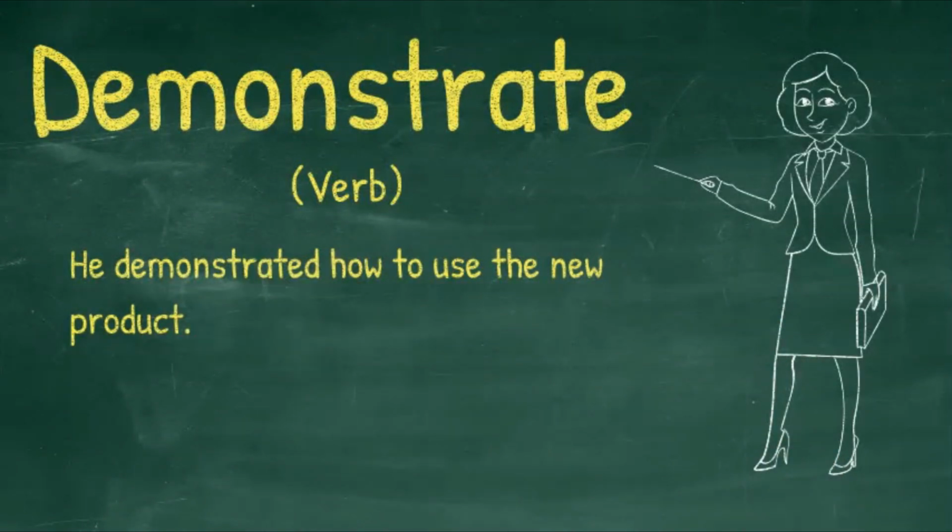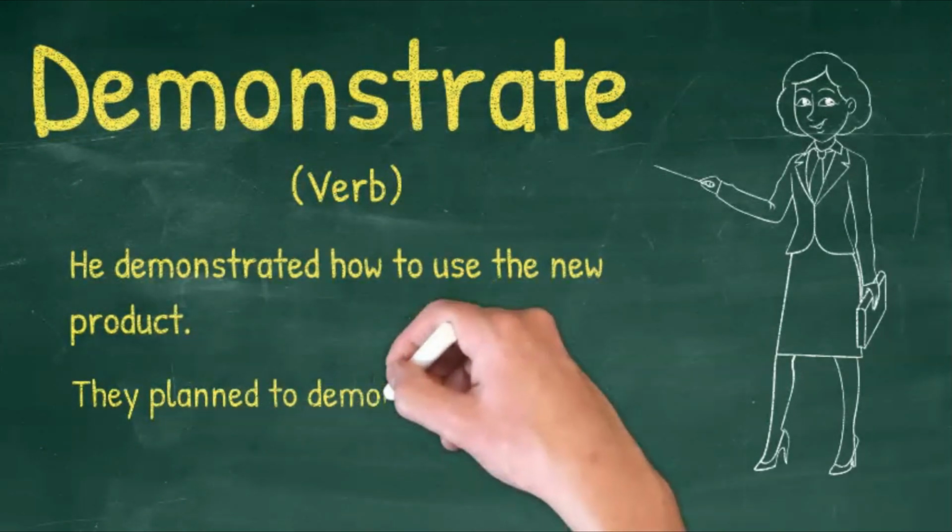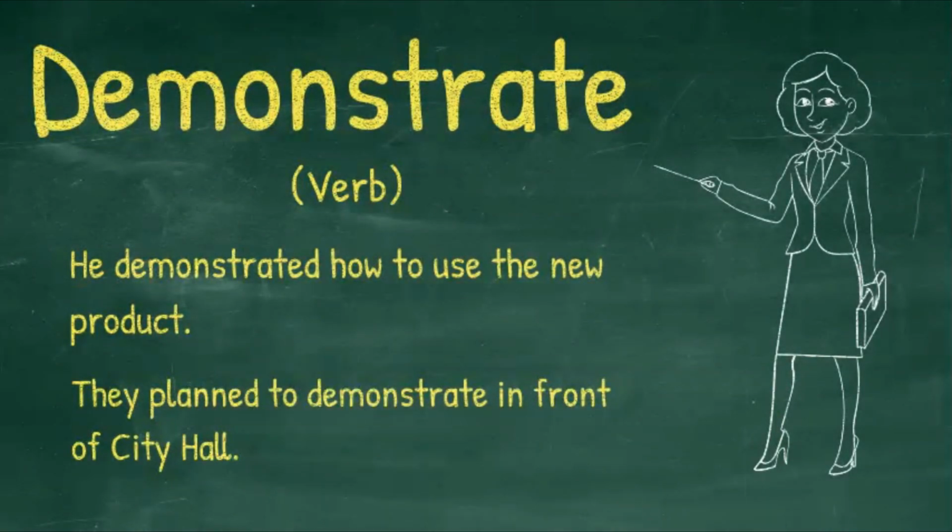Let's look at a few sentences using the word demonstrate. He demonstrated how to use the new product. This means that he showed how to use the new product. They planned to demonstrate in front of City Hall. In this sentence, they are using the meaning of taking part in a demonstration against something.